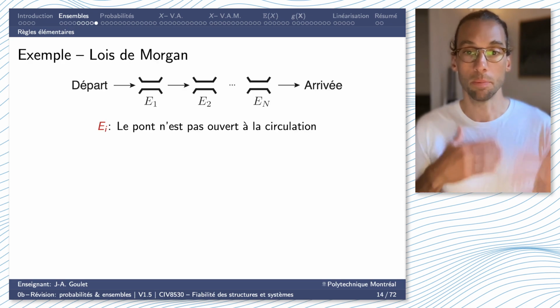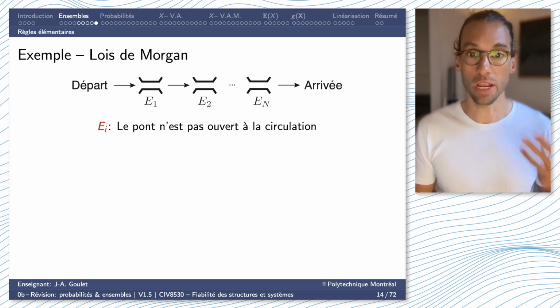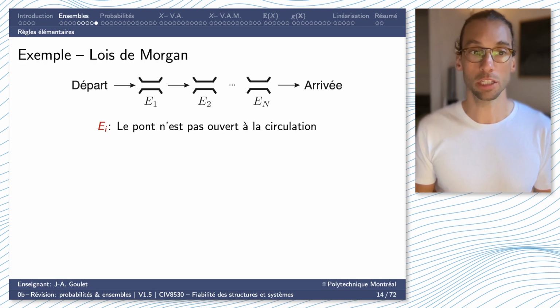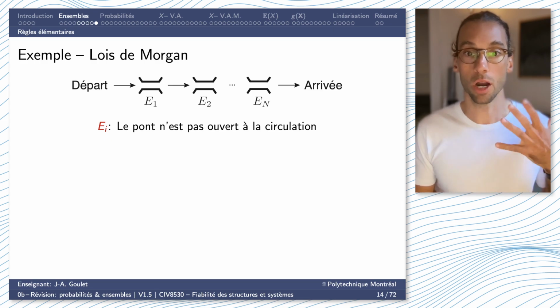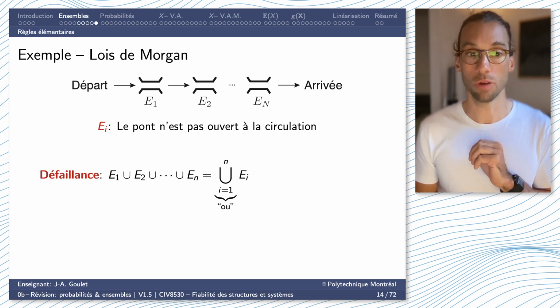So if we put that into practice in a context of reliability, imagine that to be able to reach a destination from a departure point, we need to cross n bridges. Okay, it might be a little twisted, but the event Ei represents the situation where one of these bridges is not open to traffic.